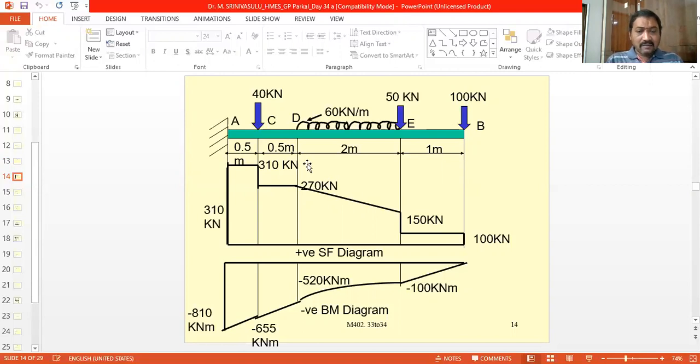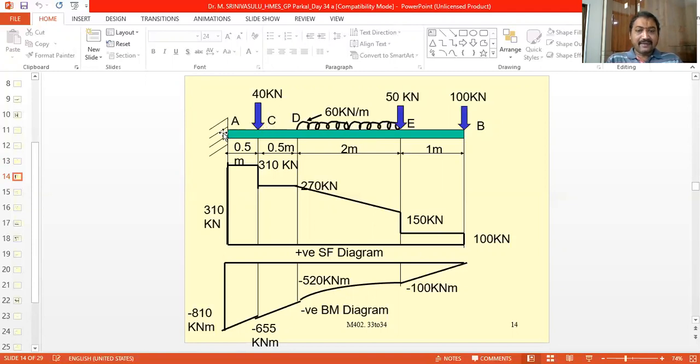Next, UDL is also acting. Here we got 3 point loads and UDL. How much UDL? Here the intensity of UDL is equal to 60 kN per meter, and it is acting over a length of 2 meters. And what is the starting condition? The UDL is starting at a distance of 1 meter from the fixed end. So this is the fixed end. So from 1 meter from the fixed end it will start. So it will be acting for 2 meters. So it will start here and end here.